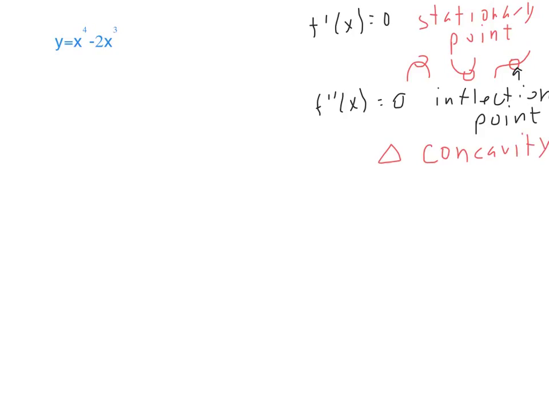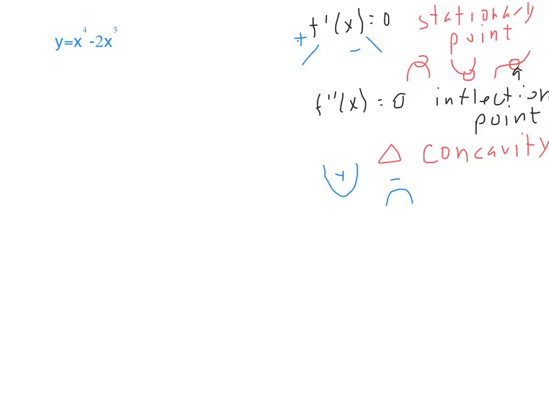Right? We talked about how if the first derivative is positive, that means a positive slope. If the first derivative is negative, then we get a negative slope. If the second derivative is positive, then it's what we call concave up. And if the second derivative is negative, then it's concave down. Okay, now if we put all this together, then we will get the following. Let's go ahead and try one more. Y equals x to the fourth minus 2x cubed.